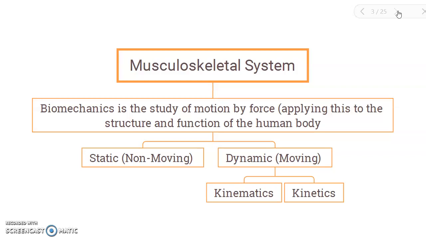Overview of the musculoskeletal system. We have biomechanical aspects, and biomechanics is the study of motion by force, applying this to structure and function of the human body. There are two types. There's static, which is non-moving, and dynamic, which is moving. And under dynamics, we have kinematics and kinetics.